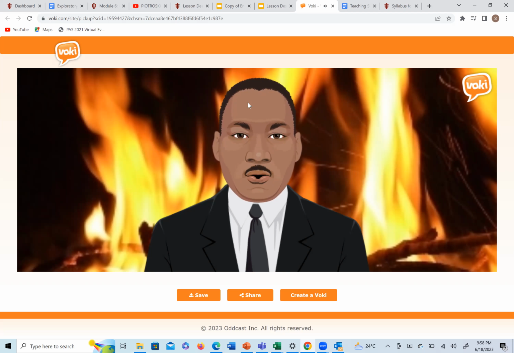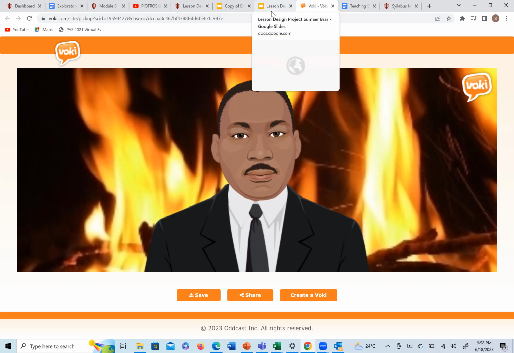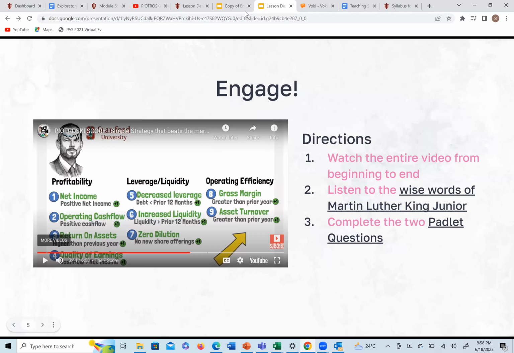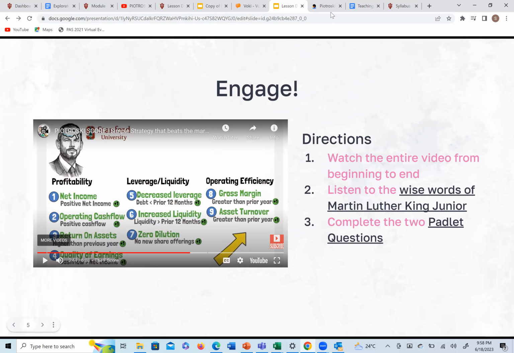9. Total asset turnover ratio is greater than last year's. So as you can see, what Martin Luther King Jr. is basically telling us is each of the 9 criteria that the ratio must follow. And so lastly, we're going to try and apply the knowledge that we learned by completing these Padlet questions that I created. And we're going to refer back to our video to help us answer these questions.